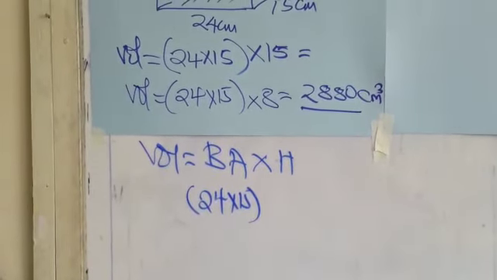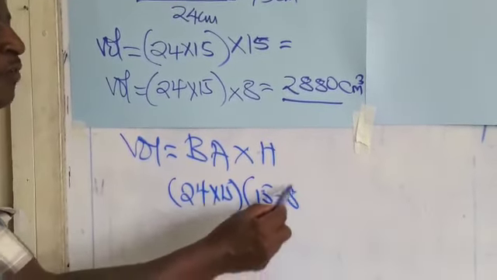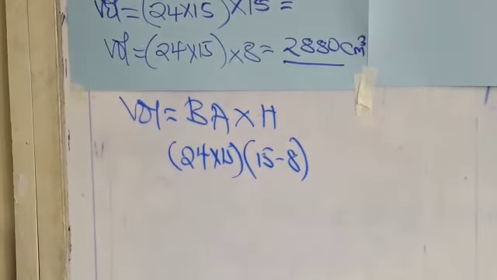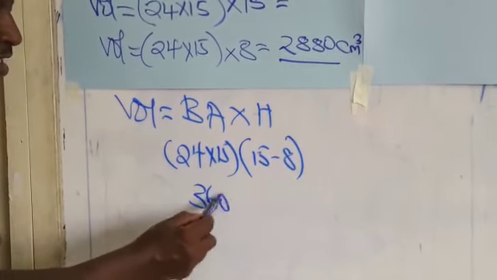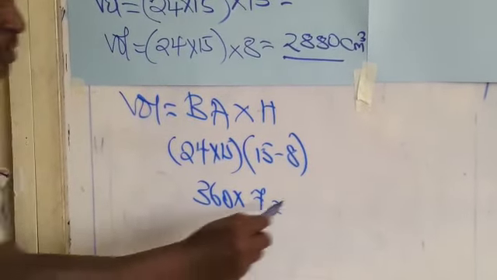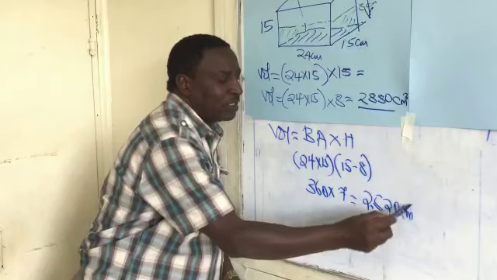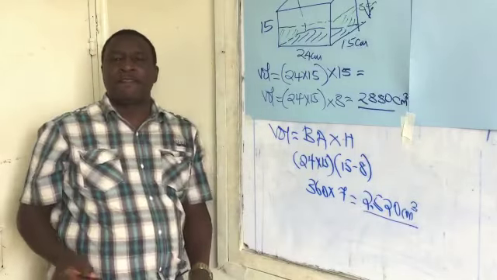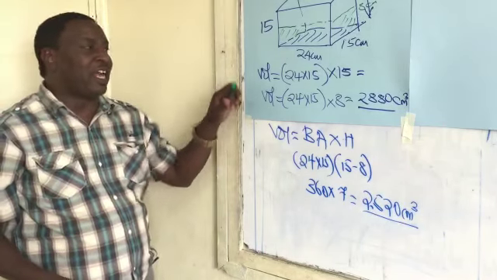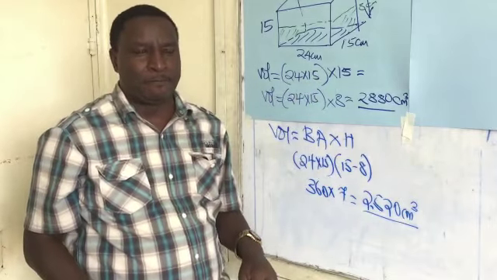But the height will change, because initially the whole thing is 15 and we have water up to 8. So we'll take 15, take away 8, and this will be 360 multiplied by 7. And this one becomes 2,520 cubic centimeters. Right? This is the emphasis of base area, and we can see the base area all along in good use.